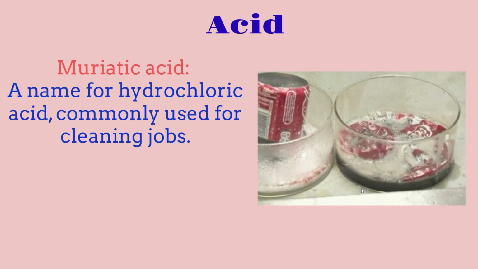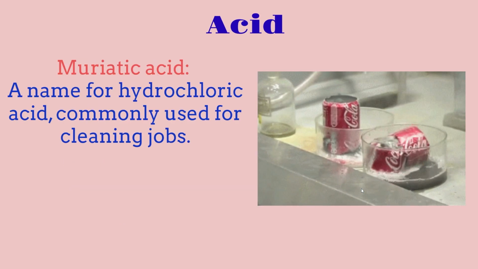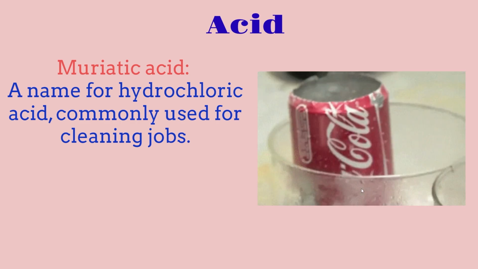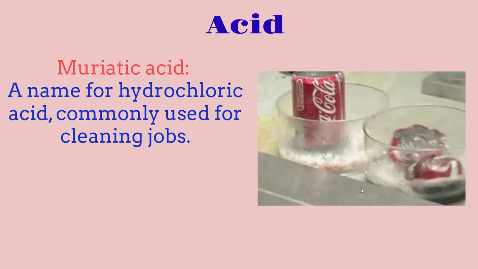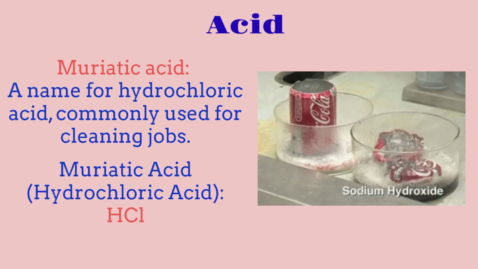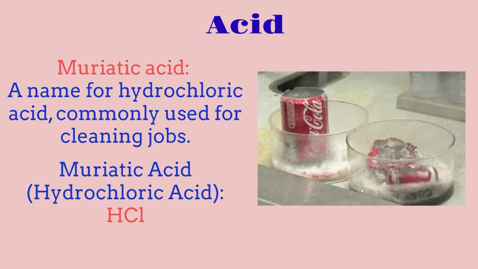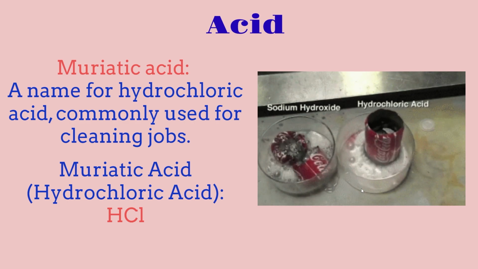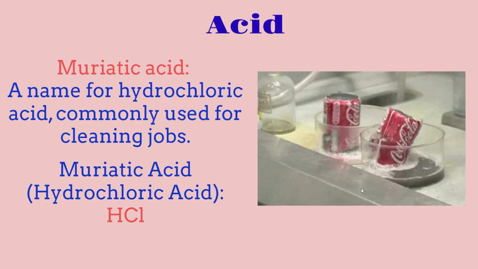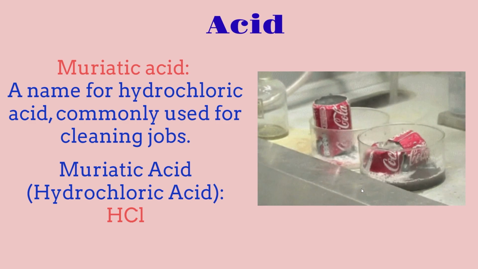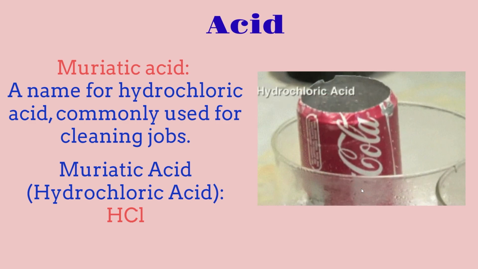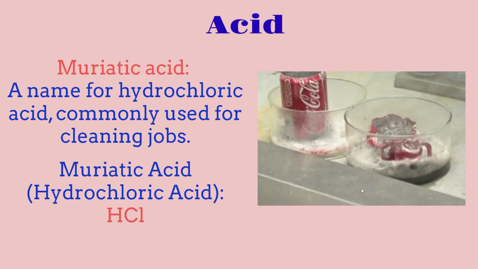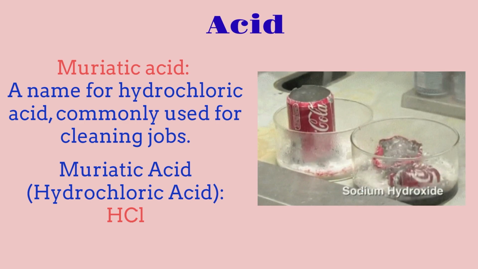For our second example, we're going to take muriatic acid. This is another name for hydrochloric acid, and it's commonly used for cleaning jobs. The formula for this is HCl for hydrochloric acid. You can see from these two examples that acids are mostly used in cleaning jobs because they balance out everything else. That's why acids are used in cleaning jobs. So that summarizes a little bit about acids.